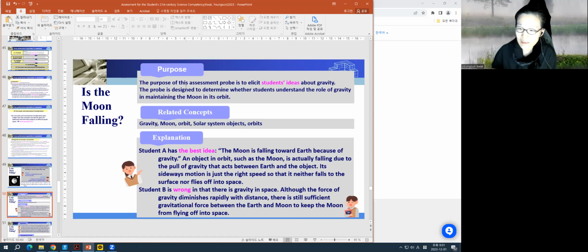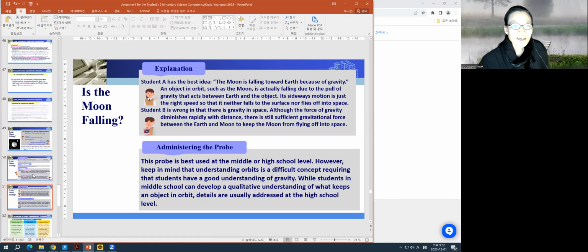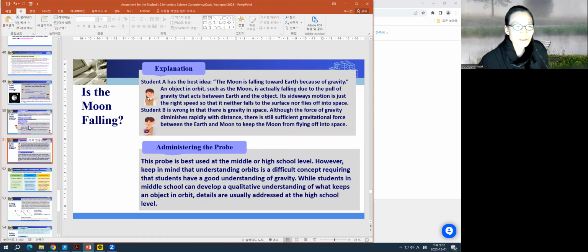Since the moon is falling toward the earth because of the earth's gravity, why can we not watch the moon hitting the ground? That's the next step, right? So what would you do if you want to assess this student?